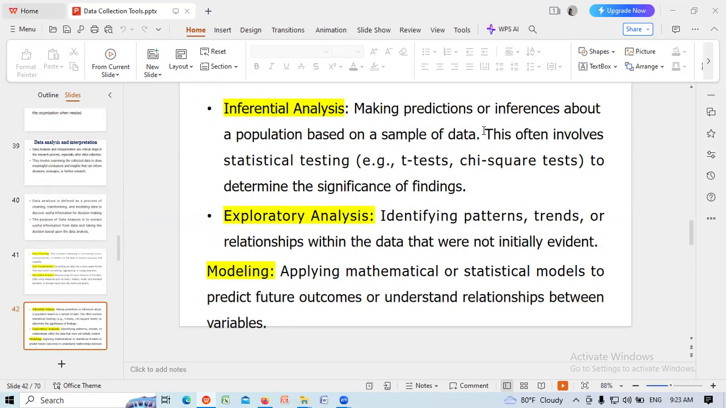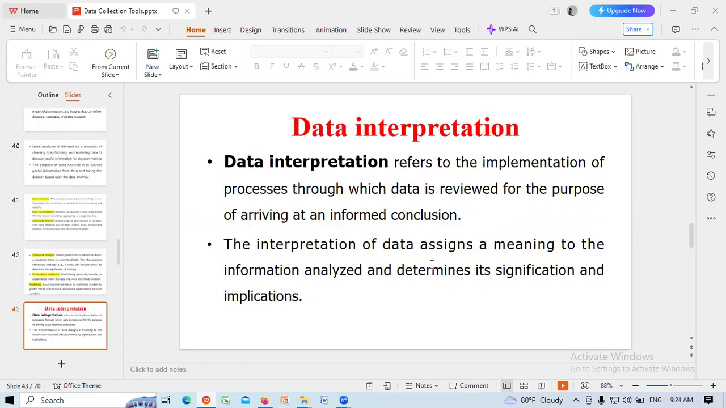Inferential analysis is making predictions and inferences about the population based on sample data. This also involves statistical testing, such as the t-test and chi-square test, to determine the significance of findings. Exploratory analysis is identifying patterns, trends, or relationships within the data that were not initially evident. Modeling is applying mathematical or statistical models to predict future outcomes or understand relationships between variables.